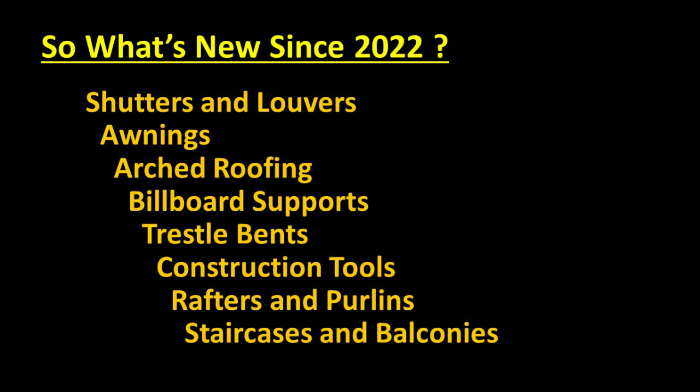So what's new since 2022? How about shutters and louvers, awnings and arch roofing, billboard supports, trestle bents, and construction tools, rafters and purlins, operational garage doors, circus tents, and staircases and balconies. These generators are probably the reason why you decided to attend this clinic.